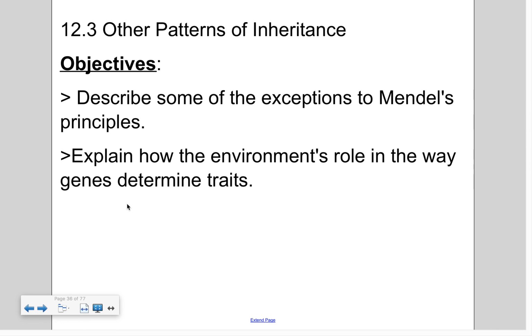Now, these patterns of inheritance that we're going to go through do not follow Gregor Mendel's principles. With Gregor Mendel and his pea plants, we talked about dominance and recessiveness, and how dominant covers up recessiveness, and it's just nice and neat. But there are some cases where that is not followed at all. So we're going to describe some of these exceptions, and then finally talk a little bit about how the environment's role does, in a way, determine which traits or genes. Basically, the environment plays a role with genes.